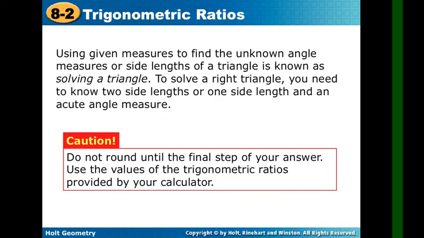Okay, now let's do the following. Using given measures to find the unknown angle measures or side lengths of a triangle is known as solving a triangle. To solve a right triangle, you need to know two side lengths or one side length and an acute angle measure. So sinasabi lang dito na kapag gusto mo ma-solve ang isang right triangle, kailangan mo malaman kahit dalawang sides lang ng length ng kanyang triangle, o di kaya ay isang side at isang angle. Dapat alam mo yung measurement.